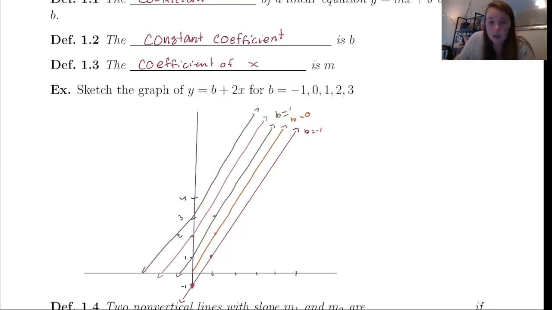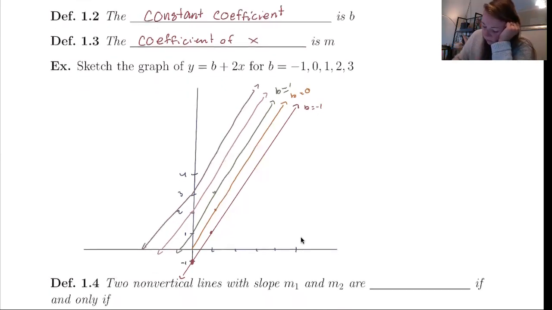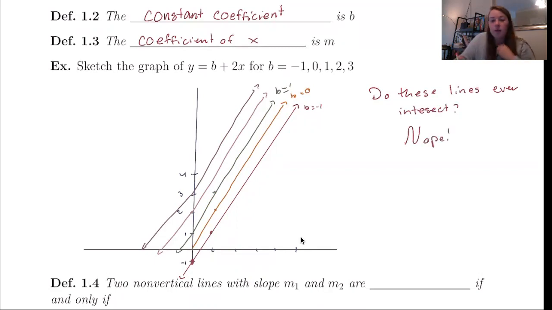Oh, I do love this section. 2.4, it's a very good one. Do we think that these lines are ever going to intersect? Nope. And we'll talk about more of that later. These lines are never going to intersect because they have the same slope but different y-intercepts. It's a different thing if the y-intercept is the same. So always watch out for that.